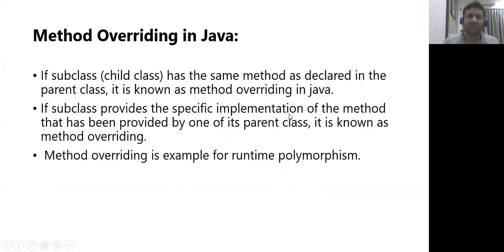Overriding: if a child class has the same method as declared in the parent class, it is known as method overriding. If a subclass provides a specific implementation of a method that has been provided by one of its parent classes, meaning the same method, the same argument list, and the same return type. Now method overloading is an example of compile time polymorphism, and overriding is an example of runtime polymorphism. We will discuss how in due course.